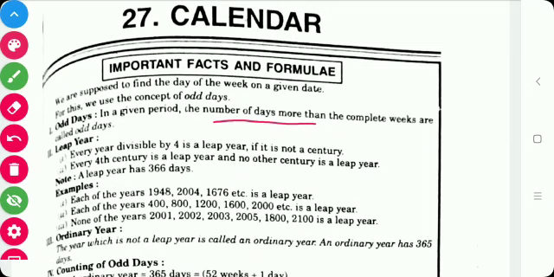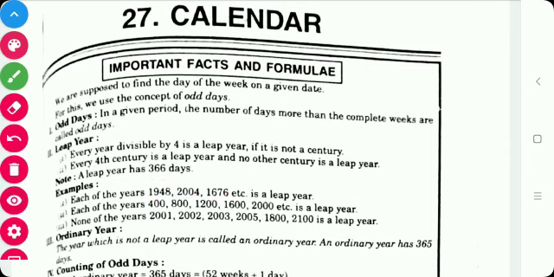Then a leap year. Everyone knows leap year. Every year which is divisible by 4 is a leap year, and every 4th century is a leap year, and no other century is a leap year. A leap year has 366 days. For example, 1948, 2004 and 1676 etc. are leap years because these numbers are divisible by 4.